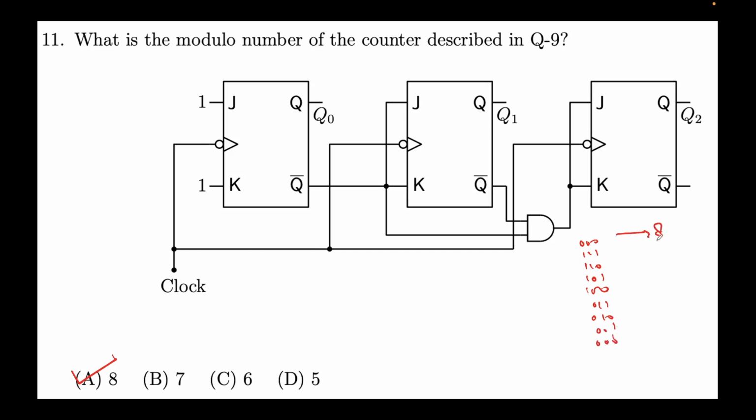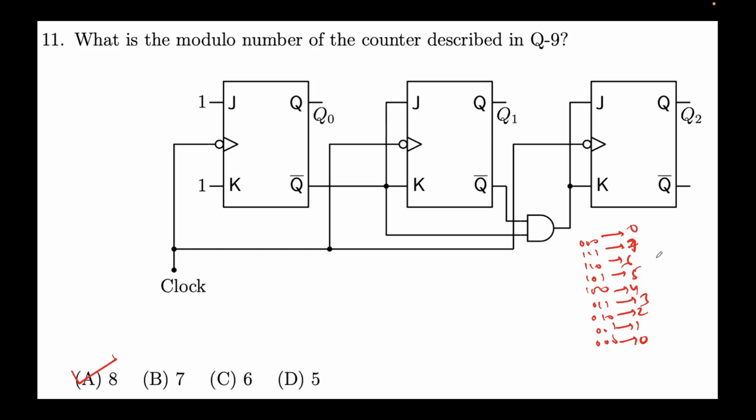What's the decimal? Sorry, this is 0, 7, 6, sorry, not 8, my bad. So what's the corresponding decimal? 0 7 6 5 4 3 2 1 0. Correct? That's what we saw. Highest number is 7 and it's counting down, right?